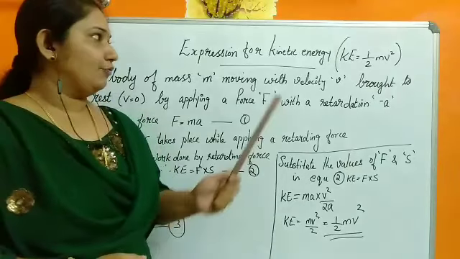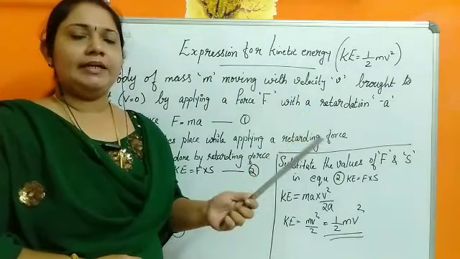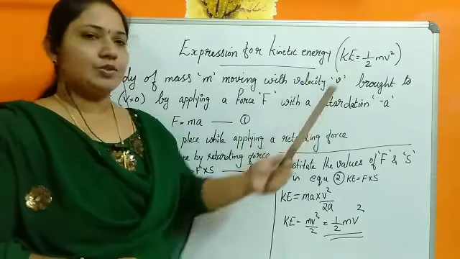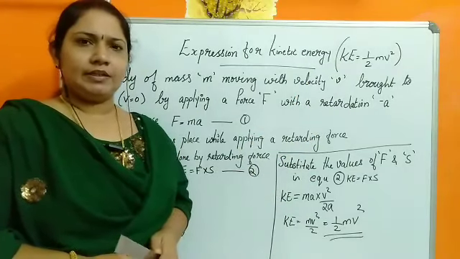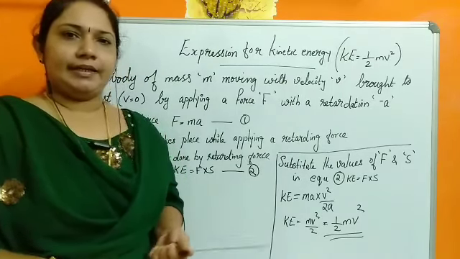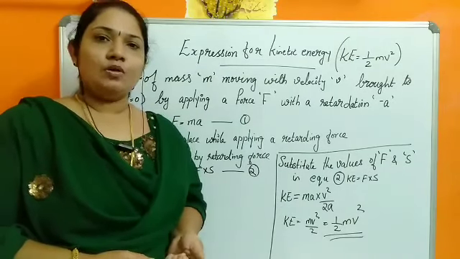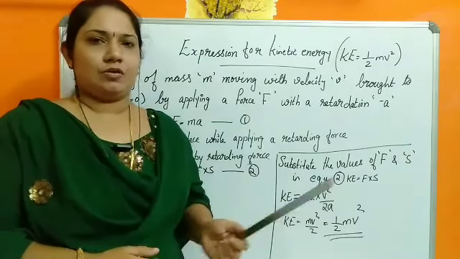The derivation of kinetic energy. We already studied the formula. Kinetic energy is half mv square. And in lower classes, we also completed studying a lot of formulas like kinetic energy half mv square, potential energy is mgh, force is mass into acceleration, and so on.